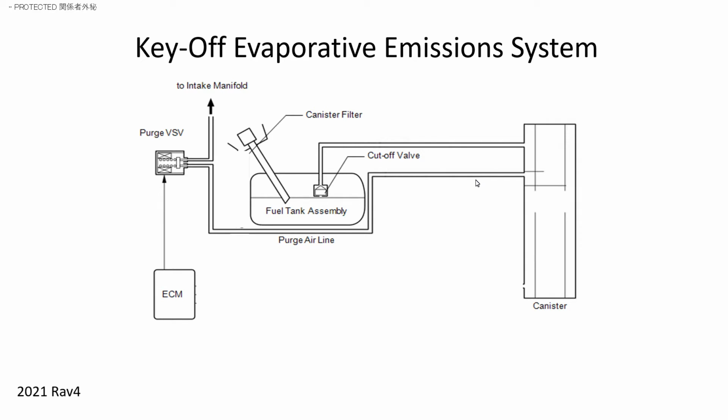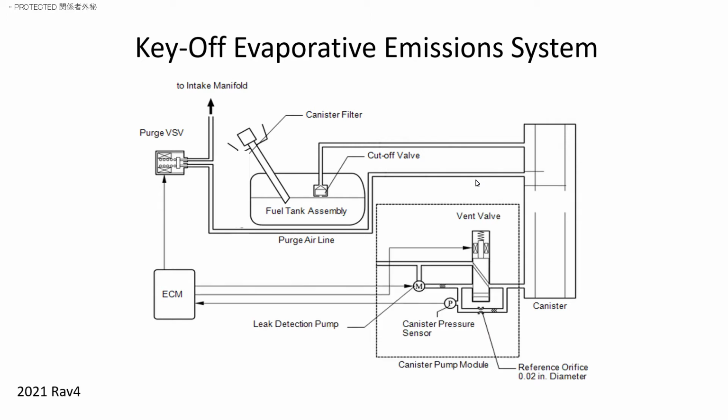So when it comes to this system, it needs to be tested. Connected to the charcoal canister is what's referred to as the canister pump module. Inside this pump module is a leak detection pump that is going to create a negative pressure in the system when it is time to be tested. We also have the canister pressure sensor. This is going to be the input into the ECM as to what the negative pressure is.